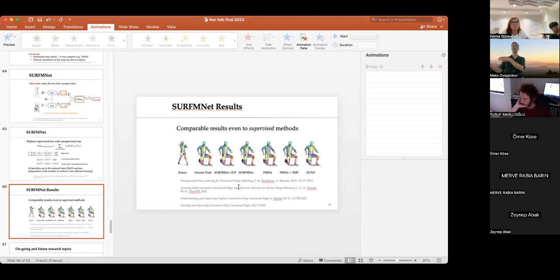Even if you don't care about shape correspondence, you can use this technique to learn some features and then use those features, for example, for shape segmentation. So that's a direction that I think is promising. We tried, there are some initial results in there, but I think we probably need to do more.